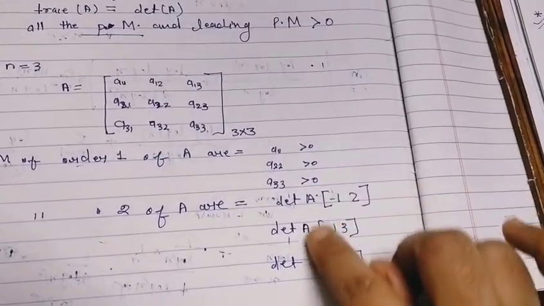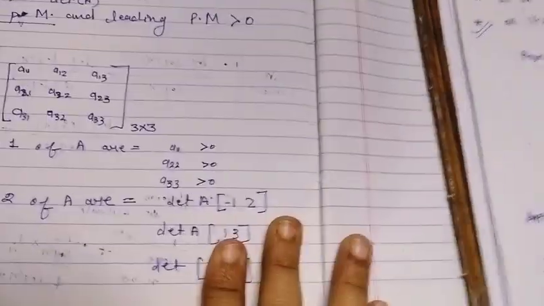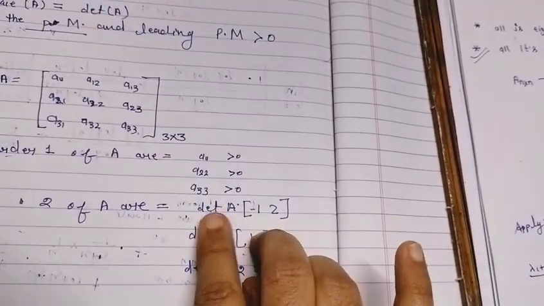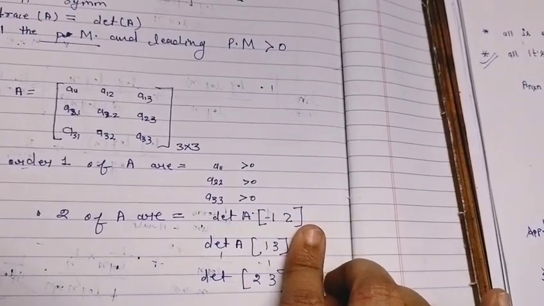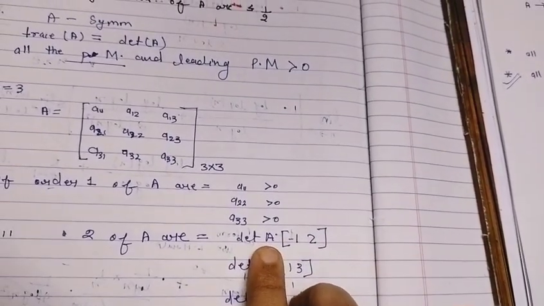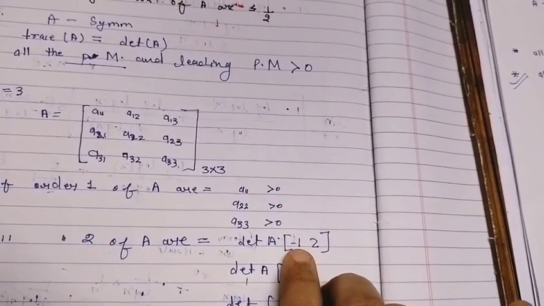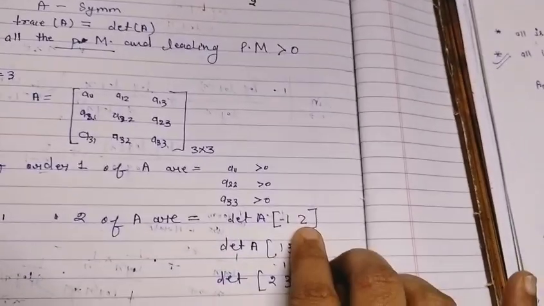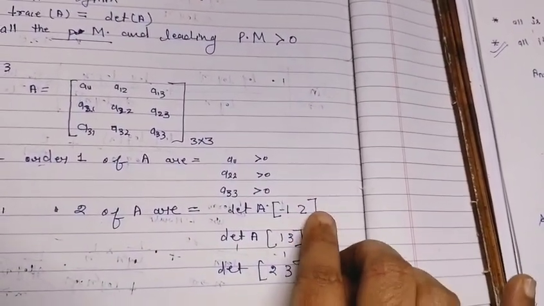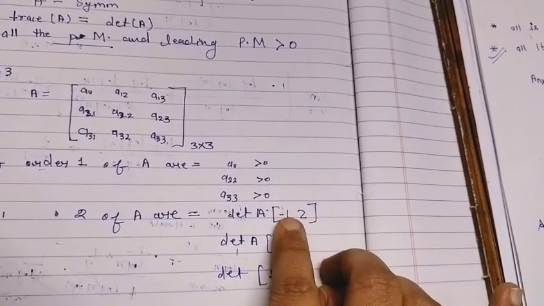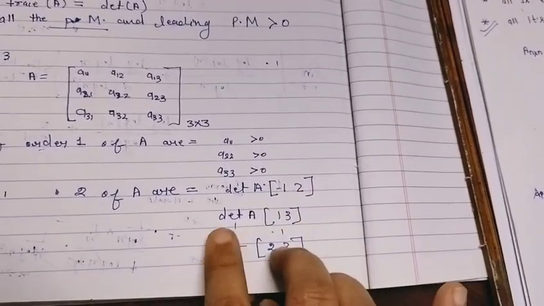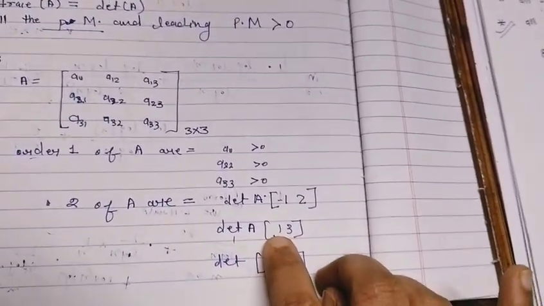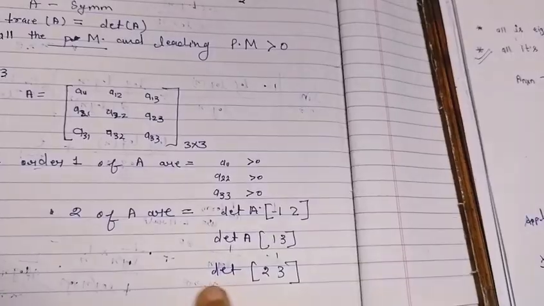So if you're confused with this notation, let me tell you what this is. Determinant of A12 means determinant of A where we are choosing first row first column and second row second column. It is a 2 cross 2 matrix of first row first column and second row second column. Similarly here also, first row first column and third row third column, and here also.